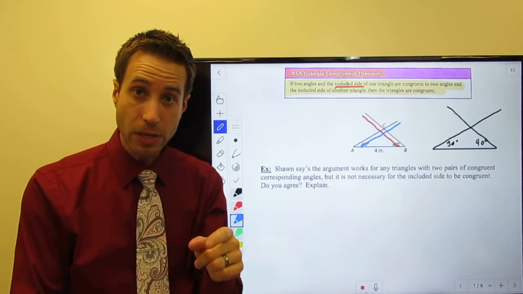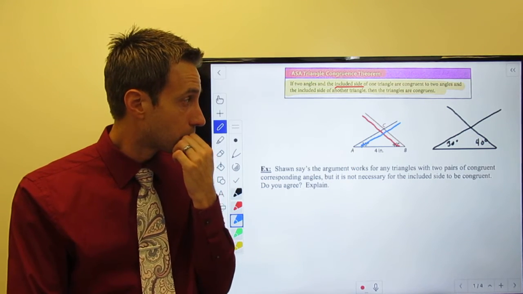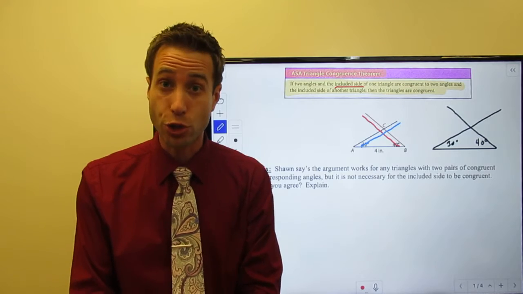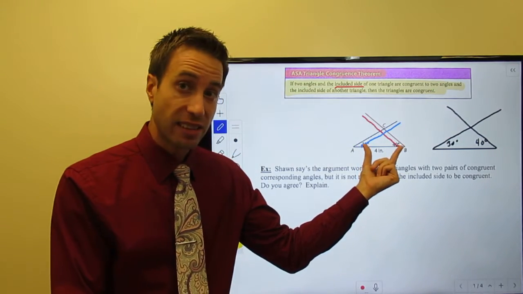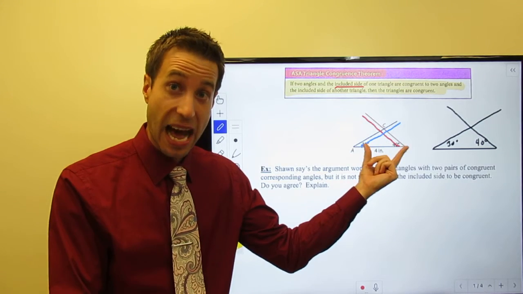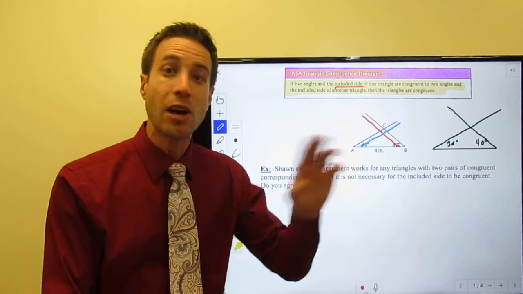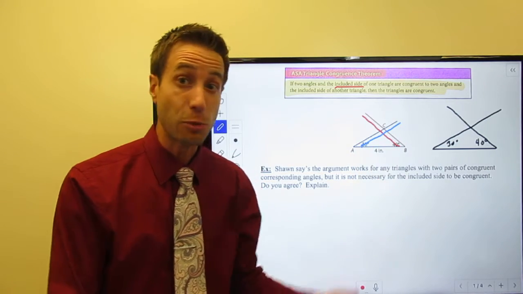Right? I make this included side shorter. Do you see what happened? What happened to the lengths of the other two sides? Yeah, they also got shorter. Please recognize that by changing the length of the included side, it will determine the length of the other two sides. Let's try. What if I made that included side a little bit longer?